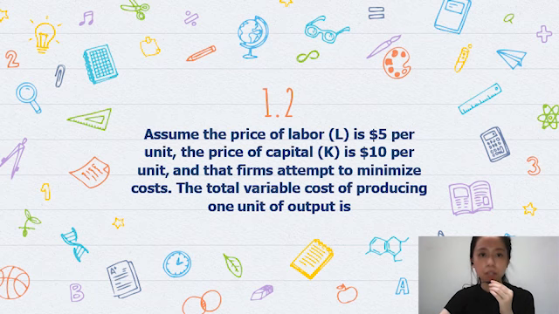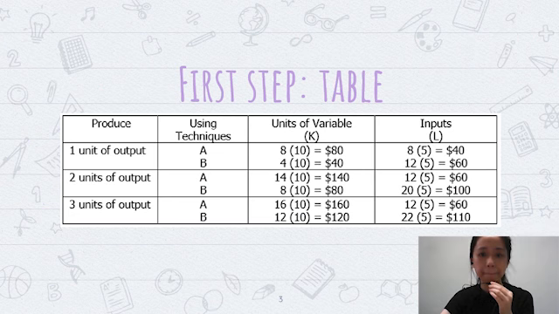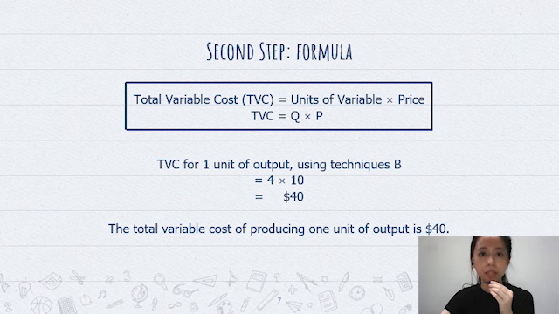Question 1.2: assume the price of labor L is $5 per unit, the price of capital K is $10 per unit, and that firms attempt to minimize cost. The total variable cost of producing 1 unit of output is? First step, we refer back to the table. Second step, we use the formula: total variable cost equals units of variable times price. Total variable cost for 1 unit of output using technique B is 4 times 10 equal to $40. Therefore, the total variable cost of producing 1 unit of output is $40.